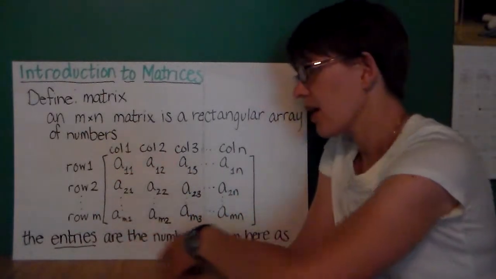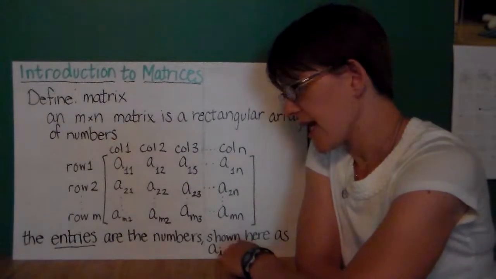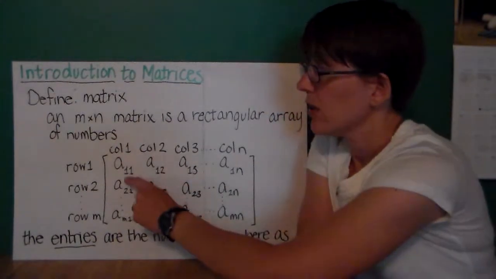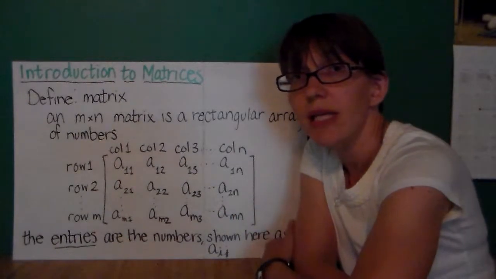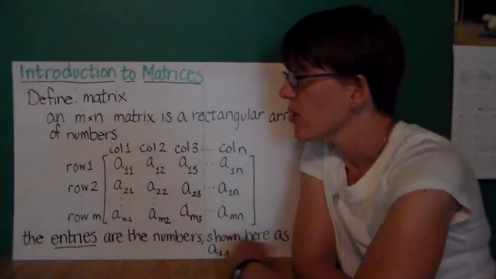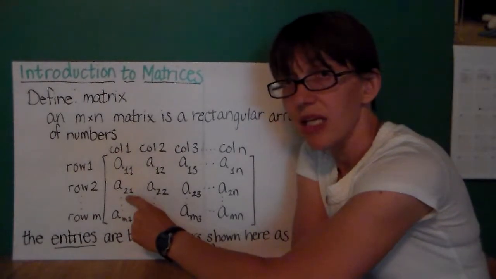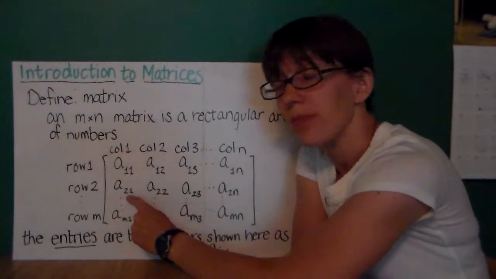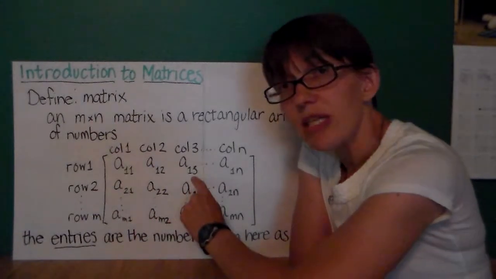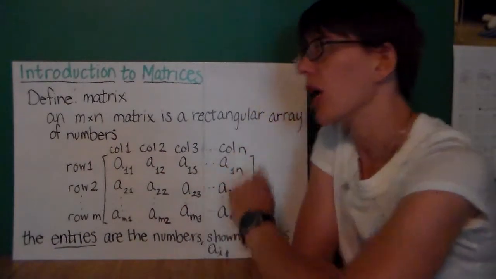The entries of the matrix are the numbers, and the numbers are shown here as a_ij. The subscripts tell us what row and column each entry is in. So a_21 means that it's the entry in row 2, column 1. a_13 tells us it's in row 1, column 3.